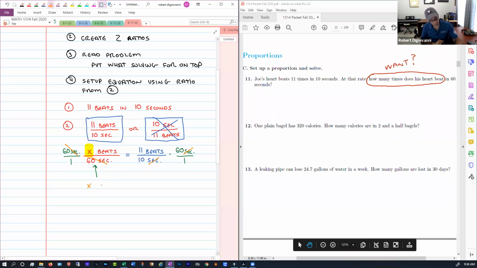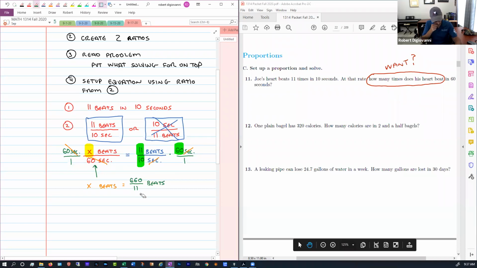So what we're left with is x beats equals, now what we need to do here is figure out what numbers are left. We have an 11, we have a 60, and we have a 10 on the bottom. So we need to multiply the 11 times 60 first. All right, so what would 11 times 60 be? I think that's 660. So we get 660, and then divide that by 11, and this is how many beats we have.